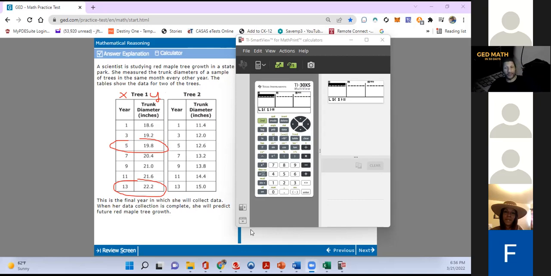Again, that's conceptual understanding. You must know that a table is showing you points, that X is your first column, Y is your second column. So if I want my 2 x values, I need to look in my first column, 5 and 13. So 5, enter, 13, enter. Hit my right arrow to move over to my second column. I need to put my 2 Y values. What are my 2 Y values? 19.8 and 22.2. 19.8, enter, 22.2, enter.